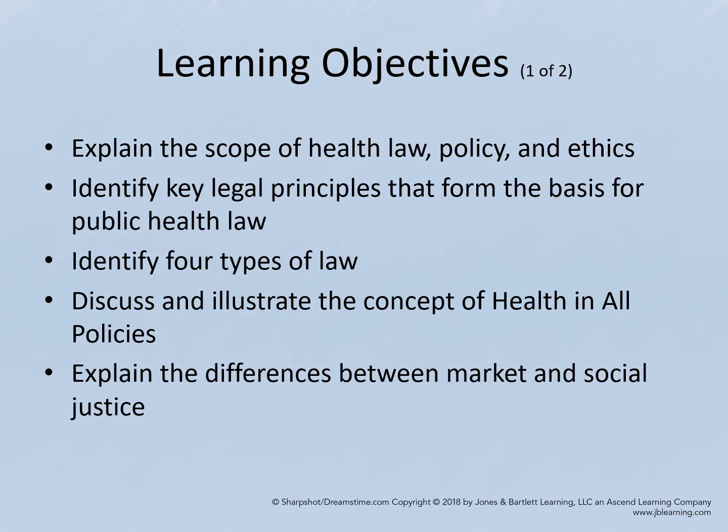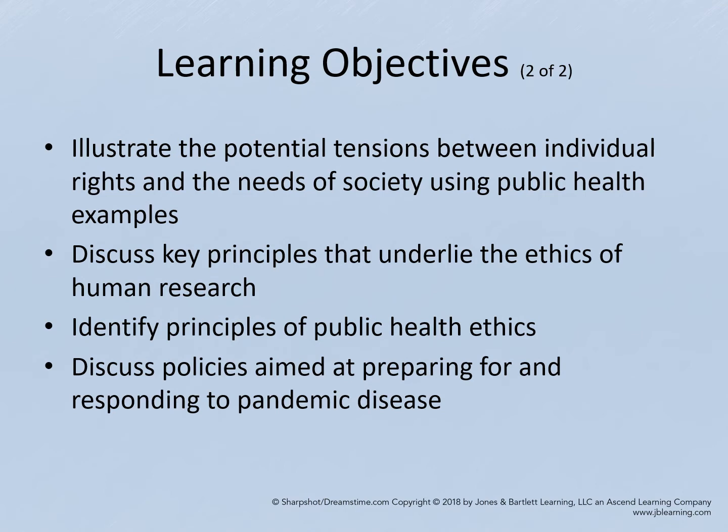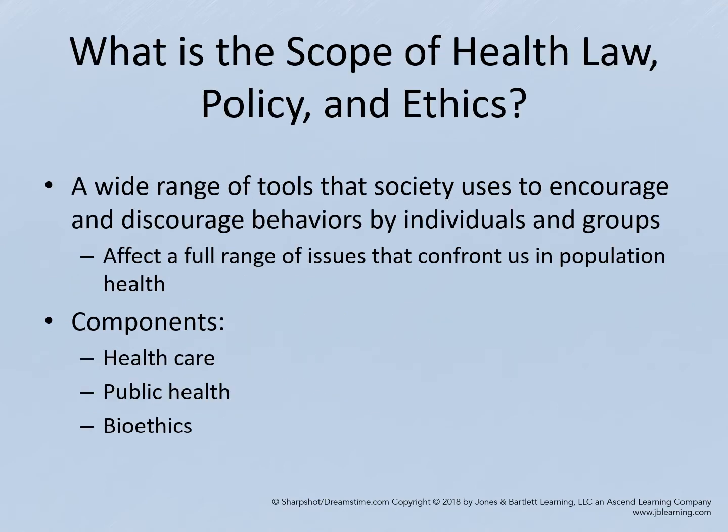So the objectives include to explain the scope of health law, policy and ethics, identify key legal principles that form the basis for public health law, identify 4 types of law, discuss and illustrate the concept of health in all policies, explain the difference between market and social justice, illustrate the potential tensions between individual rights and the needs of society using public health examples, discuss key principles that underlie the ethics of human research, identify principles of public health ethics, and discuss policies aimed at preparing for and responding to pandemic disease. So what is the scope of health law, policy, and ethics?